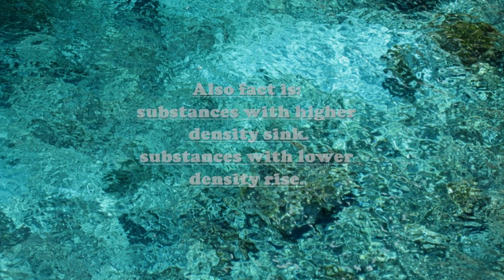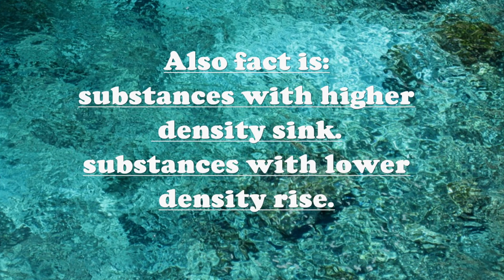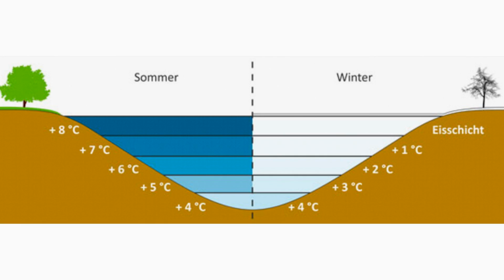Another fact is, substances with higher density sink. Substances with lower density rise. So in winter, the upper layer of the pond's water cools down. Its density increases and it starts to sink. This process only works until the lowest layer has reached 4 degrees. It has now its highest density and stays at the bottom. In comparison to the summer, the temperature layers have now turned around.